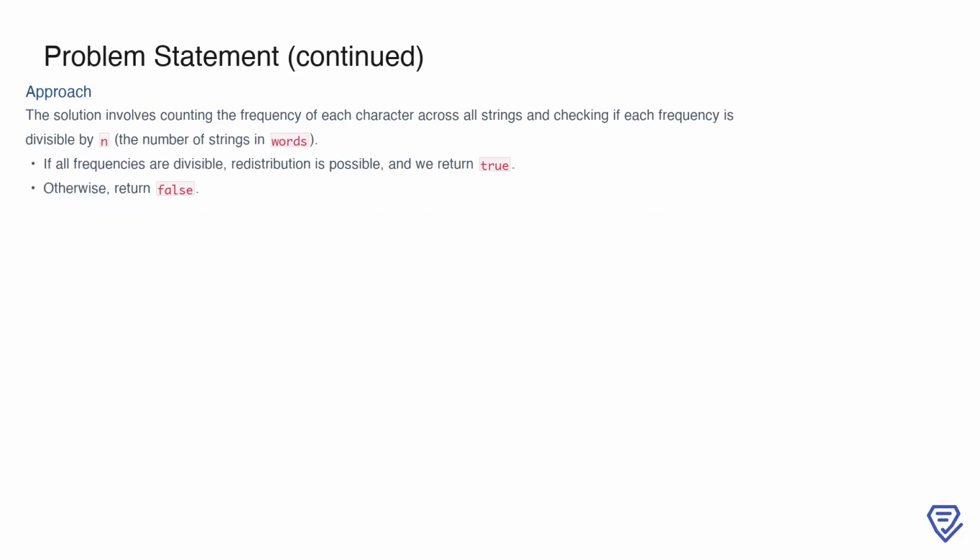To solve this problem, the approach involves counting the frequency of each character across all strings in the array. Once we have the frequency of each character, we check if each frequency is divisible by n, where n is the number of strings in the array. If all frequencies are divisible by n, that means we can evenly distribute the characters, and the function should return true. Otherwise, if even one character's frequency is not divisible, redistribution is not possible, and the function should return false. This method ensures that we efficiently determine whether redistribution is possible while adhering to the constraints of the problem.